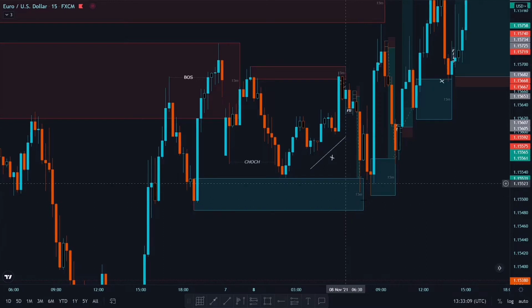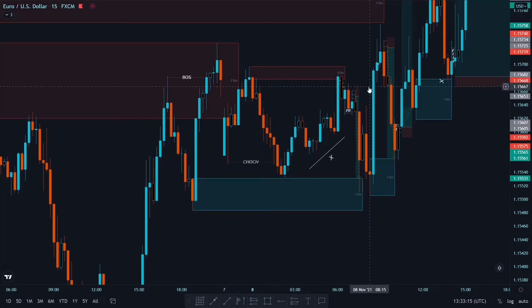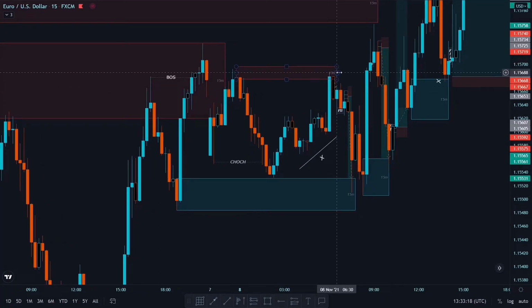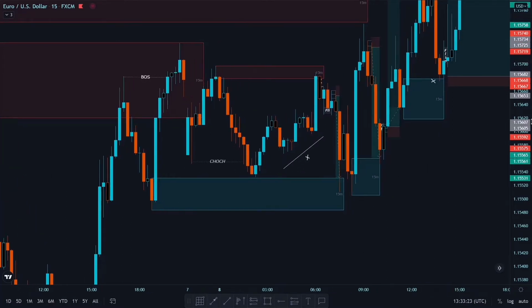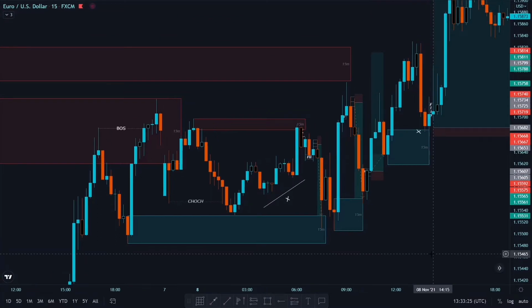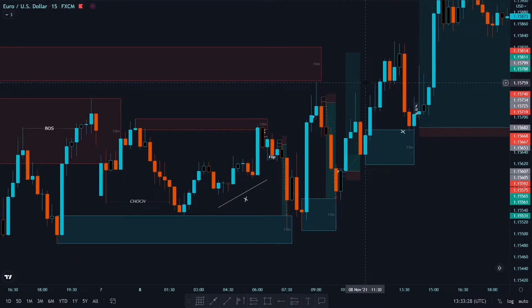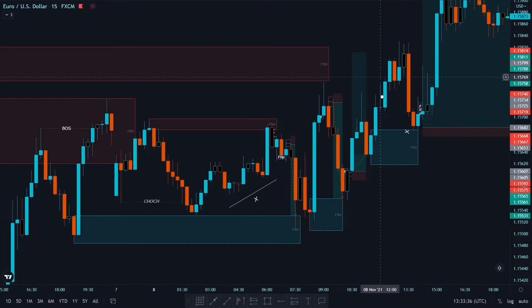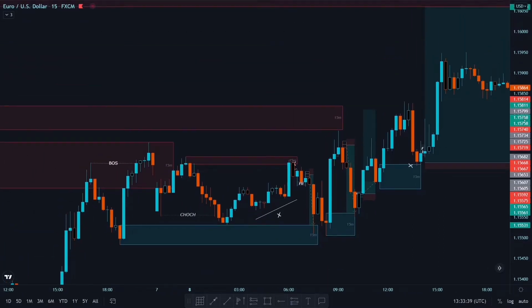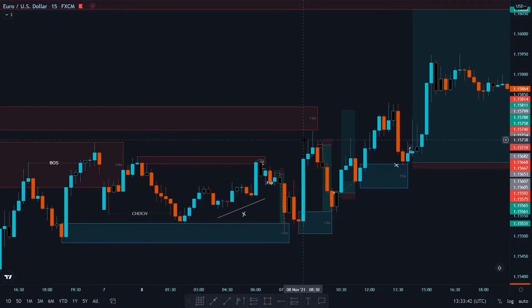After tapping into our 15-minute demand zone, we get a rapid move to the upside and break this level of structure. So I took this candle and marked my 15-minute point of interest here. Also we can see that we got another break of structure here. That's why I took this decisional candle and marked my 15-minute point of interest here. So these are my 15-minute supply and demand zones from where I took my entries.